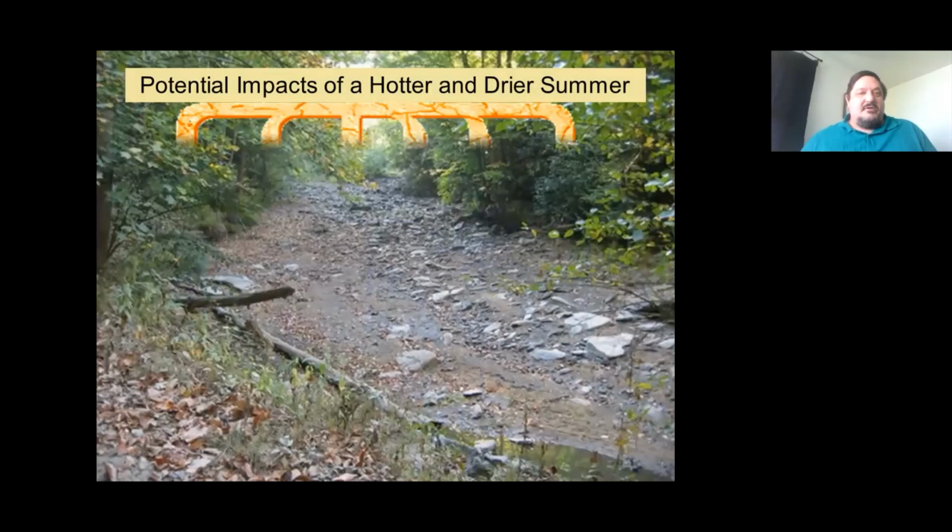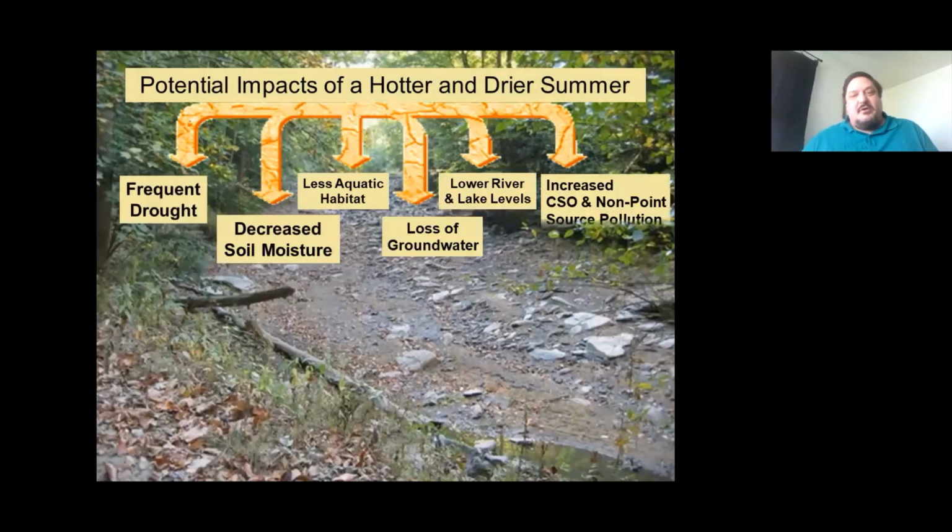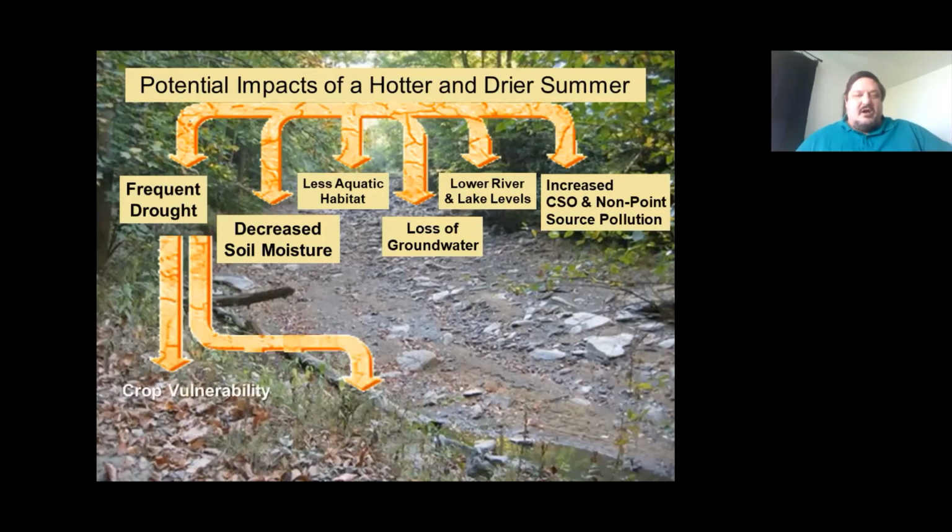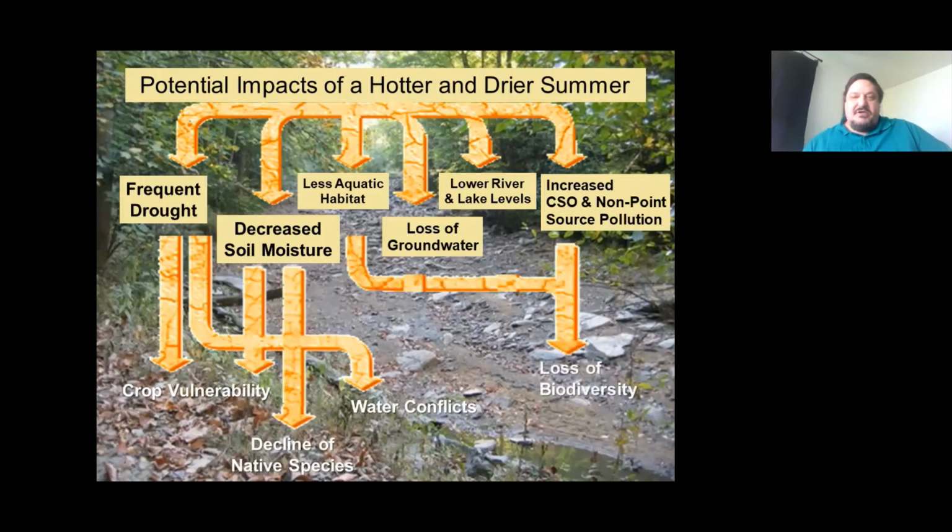And that can create things like frequent drought, decreased soil moisture, less aquatic habitat, loss of groundwater, lower river and lake levels, and increased combined sewer overflows, which we talked about earlier, and non-point source pollution. All these things go together. In humans, they can actually create crop vulnerability, foodstuffs can disappear, water conflicts because of less water, declining native species, loss of biodiversity, and we have to implement infrastructure changes, kind of like TARP, but on smaller scales, just to deal with the hotter and wetter winters and the hotter and drier summers.